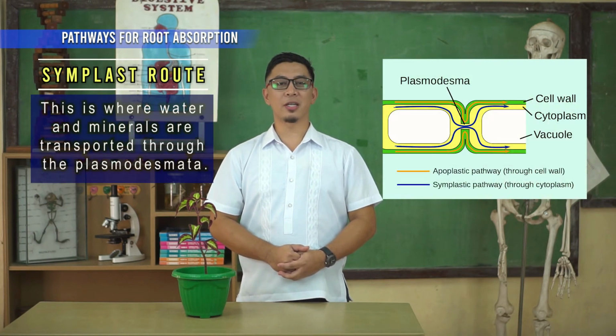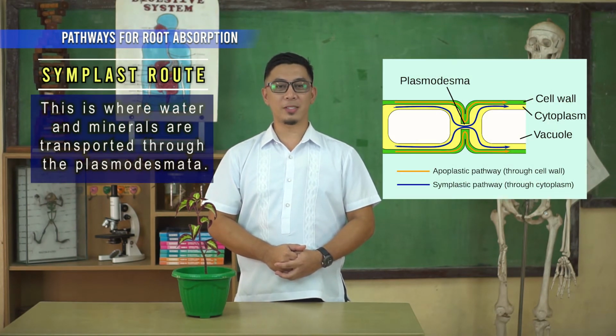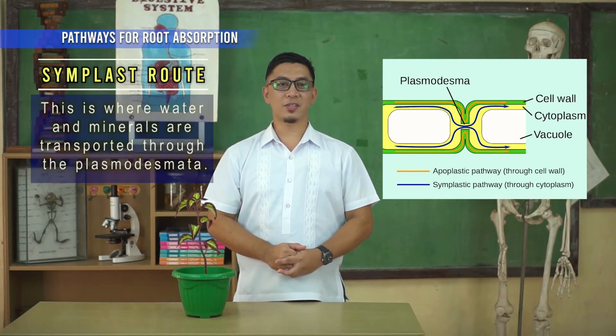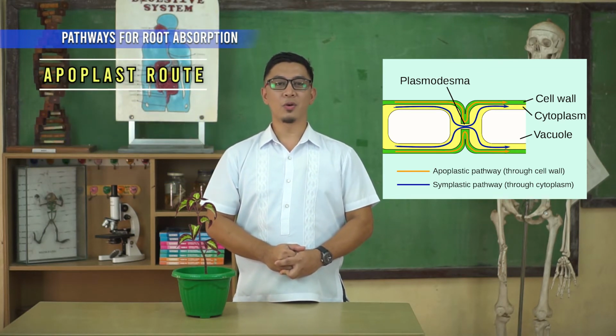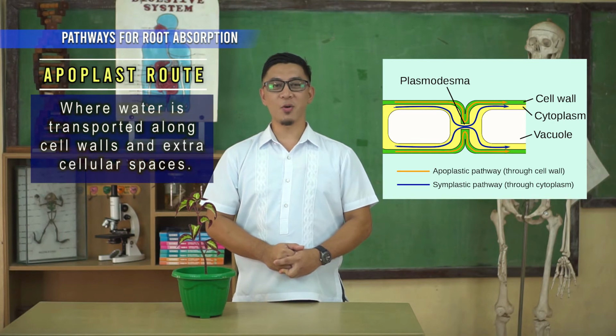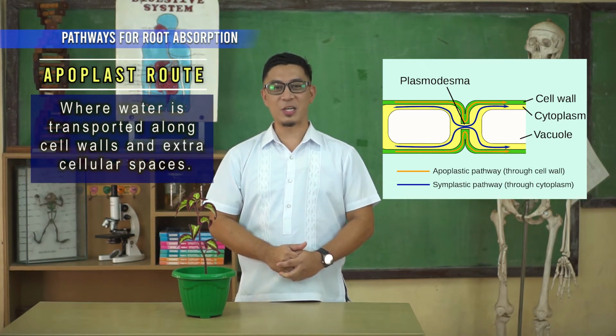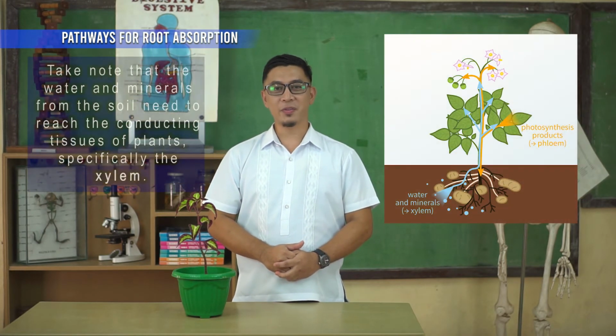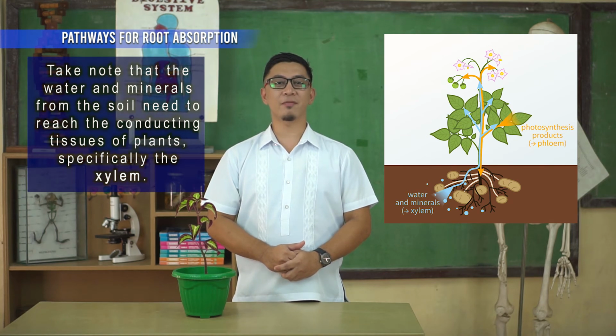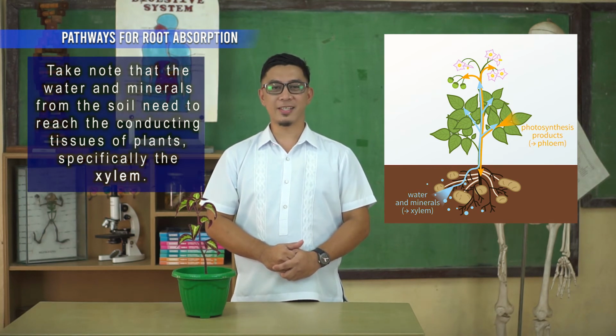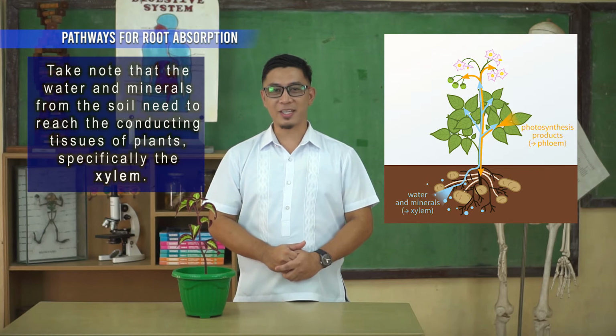There are two routes for the absorption of water and minerals across plant roots. First is the symplast route, the simplest route. This is where water and minerals are transported through the plasmodesmata, while the second route is the apoplast route, where water is transported along cell walls and extracellular spaces. Take note that the water and minerals from the soil need to reach the conducting tissues of plants, specifically the xylem.